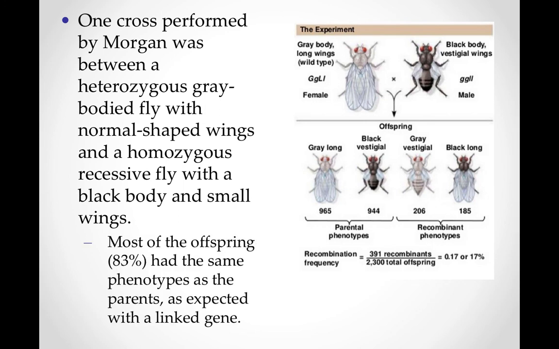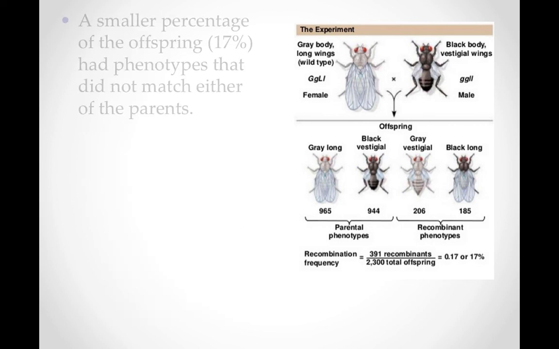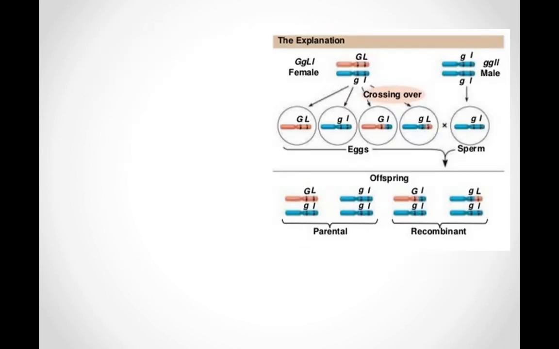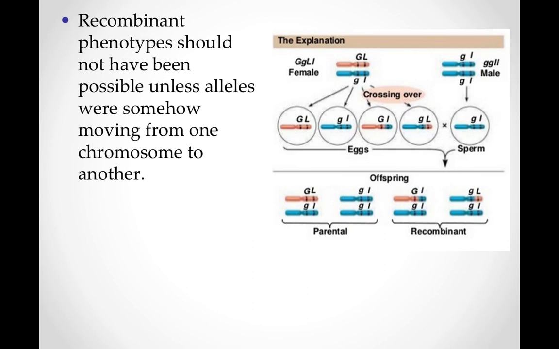Most of the offspring, or 83%, had the same phenotypes as the parents. So that made it a little more difficult to understand that they were linked together. A smaller percentage of the offspring, 17%, had phenotypes that did not match either of the parents. These were called recombinant types, meaning they recombined. It was a little bit different with that. He explained that there should not have been those possibilities unless the alleles were there. But it kind of happened.